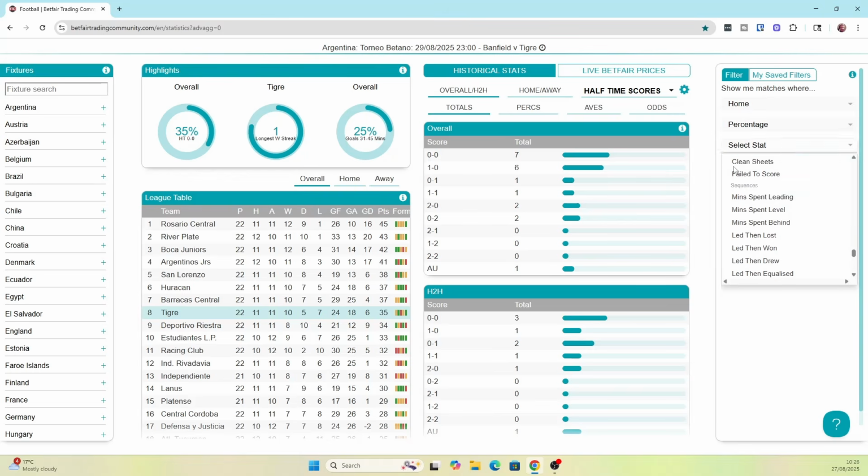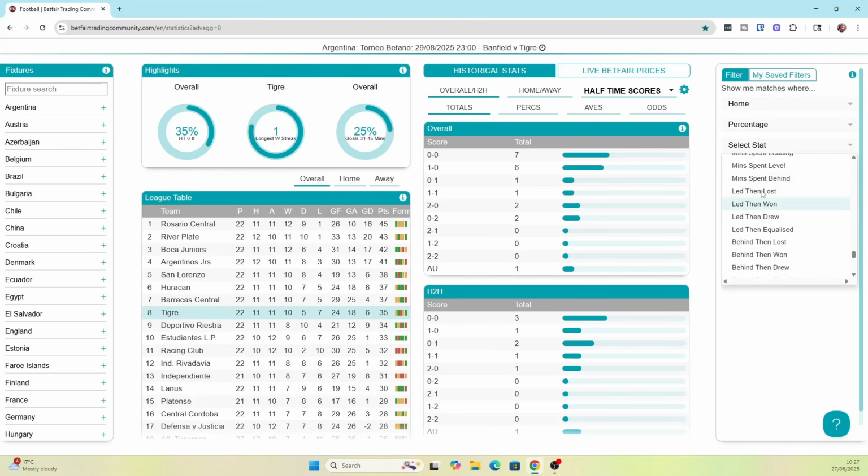Again, clean sheet is when the team doesn't concede a goal. So again, some of this stuff you might think is rudimentary, but it's important just to get a clarification on this. I mean, not everyone who trades football watches football as religiously as a lot of us do. Then failed to score just means they didn't score in the match. How often does that happen? Minutes spent leading, how many minutes did they lead in a match? Minutes spent level, minutes spent behind.